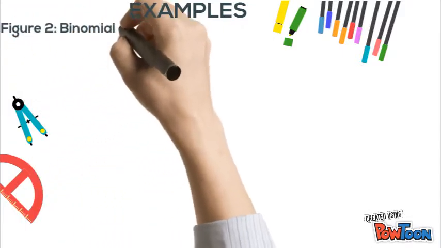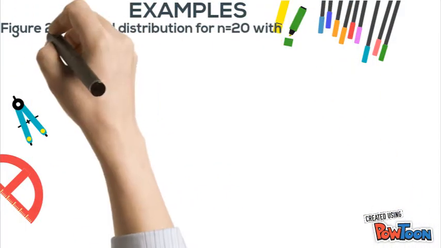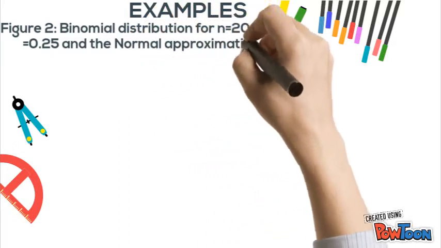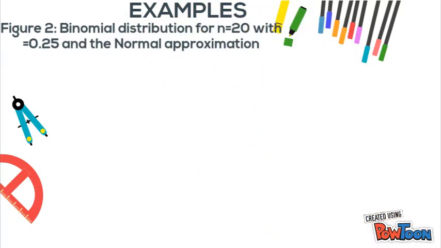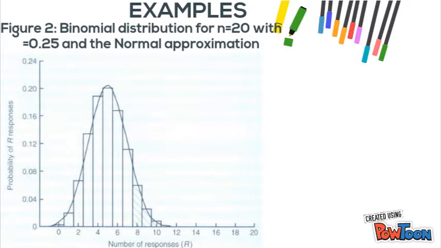Next example is binomial distribution for n equals 20 with p equals 0.25 and the normal approximation, so we took up to 20 on the vertical axis, and on the horizontal axis, the normal response up to 10.3, as you can see in this figure.